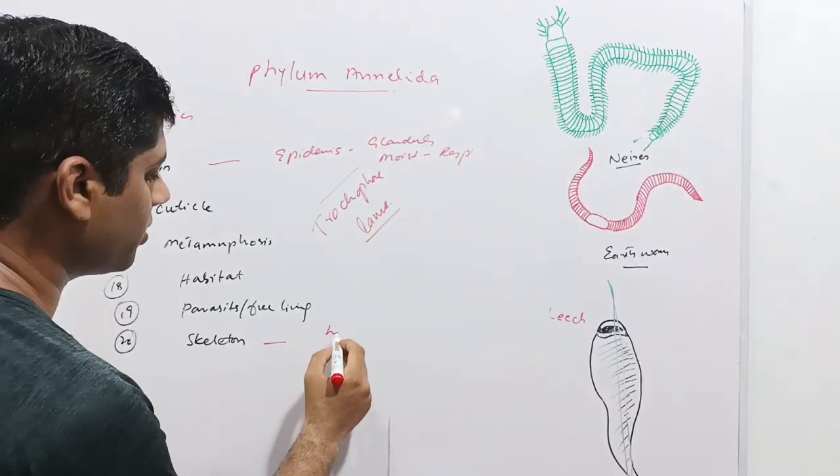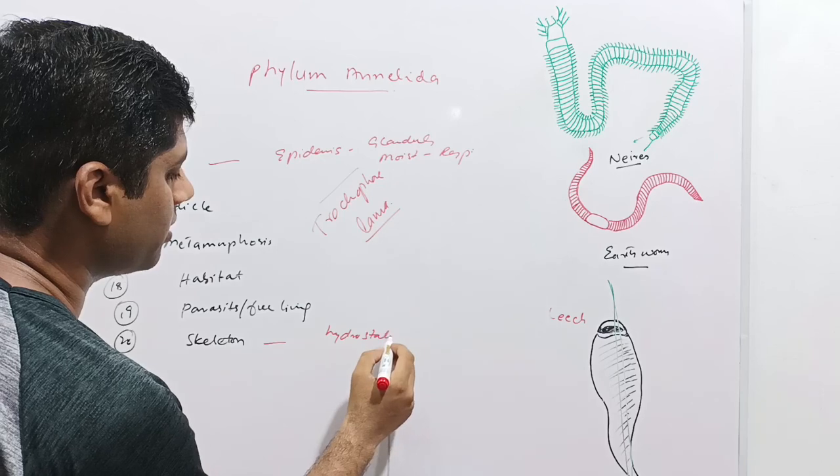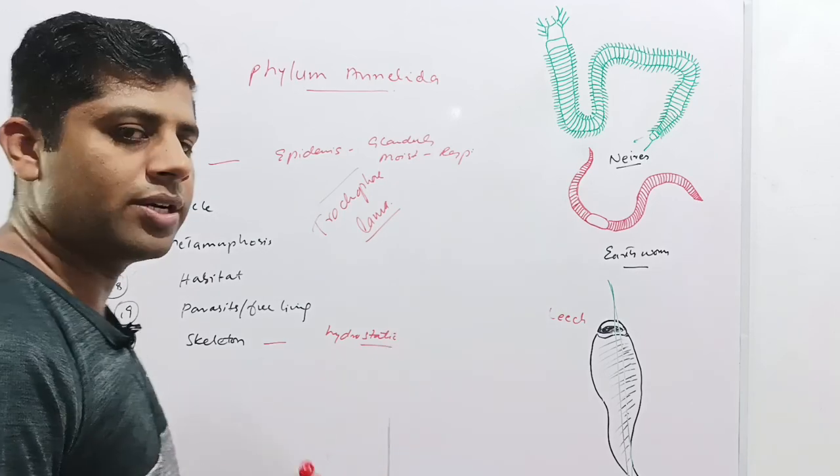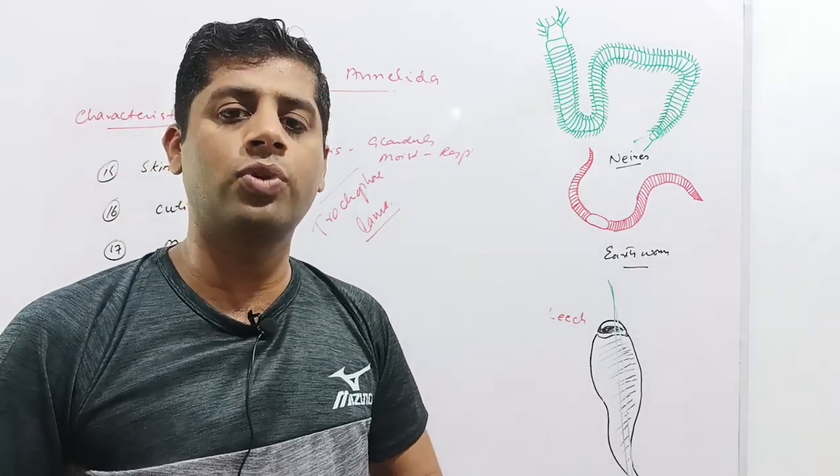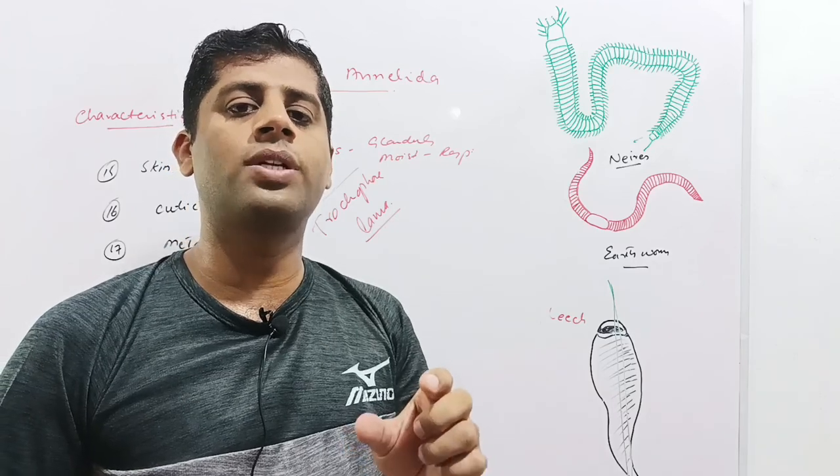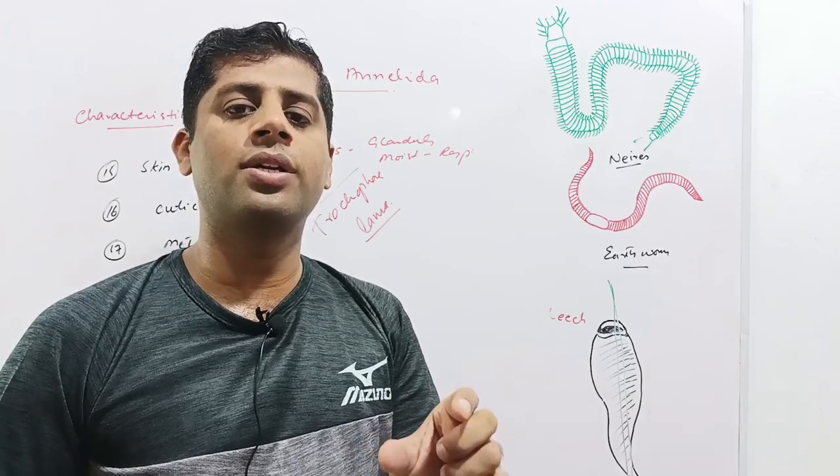Skeleton is basically hydrostatic skeleton. Hydrostatic skeleton is the skeleton in which the turgidity or strength of the skeleton is maintained by the fluid, and this is the coelomic fluid which maintains the turgidity of the skeleton and makes it hydrostatic.